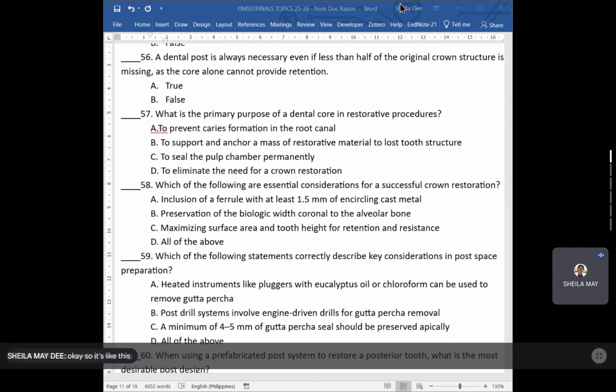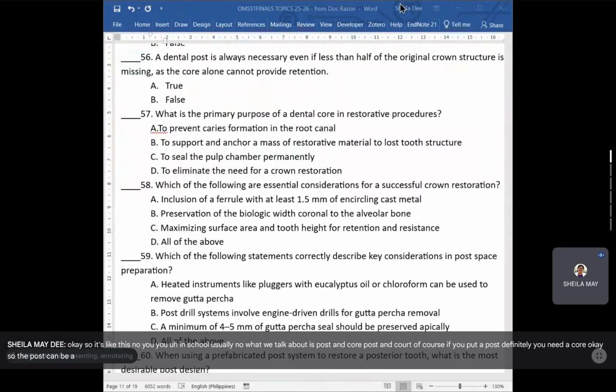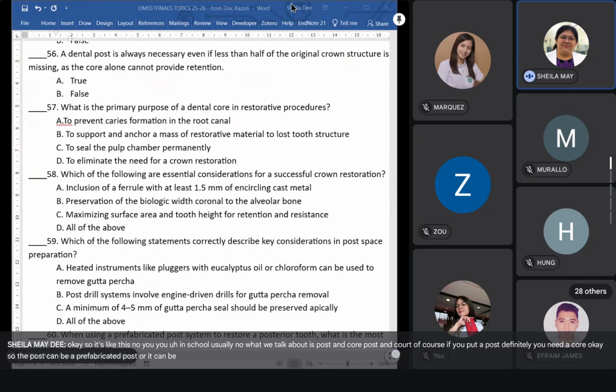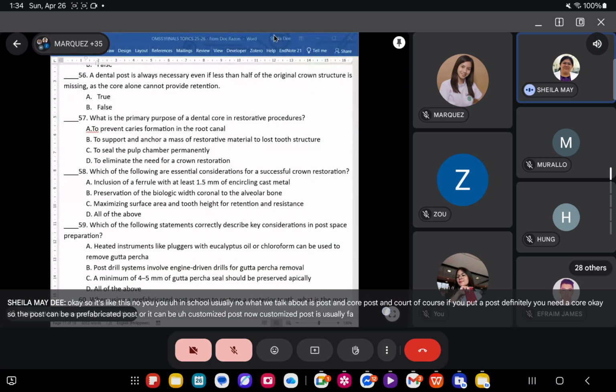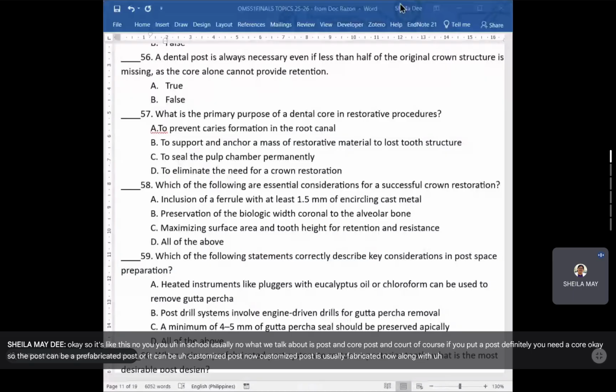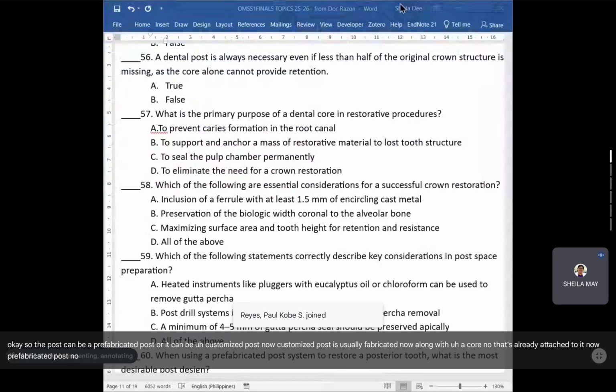Okay. So it's like this, no? In school kasi, usually what we talk about is post and core, post and core. Of course, if you put a post, definitely you need a core. So the post can be a prefabricated post or a customized post. Customized post is usually fabricated along with a core that's already attached to it. With a prefabricated post, you build up a core on top of it, right?